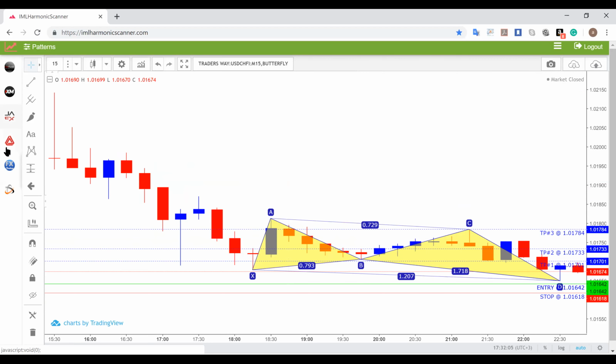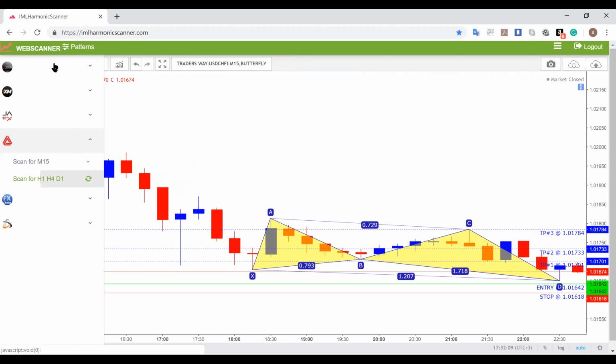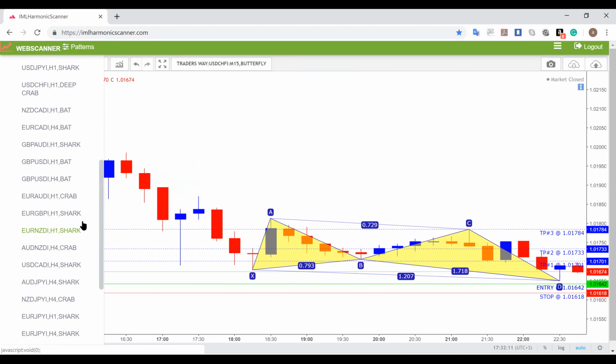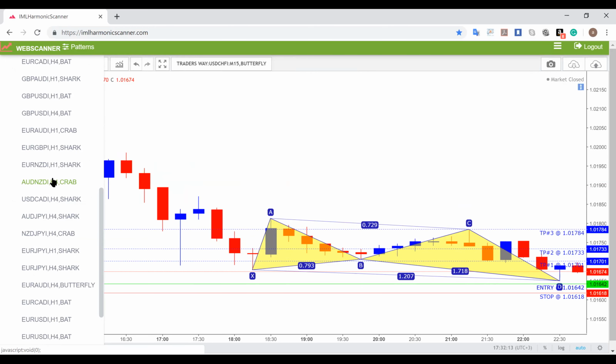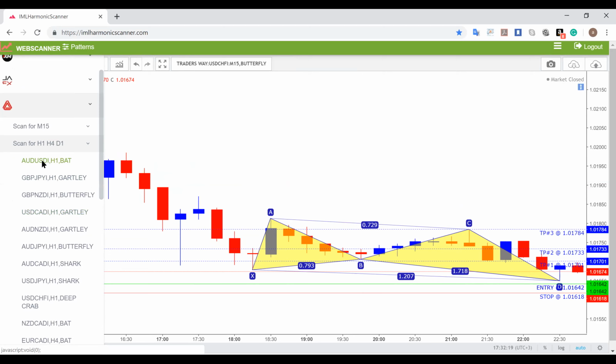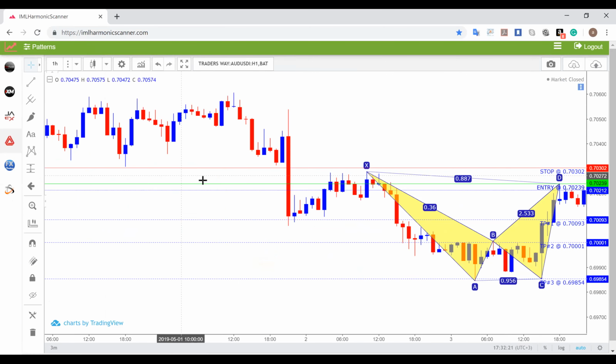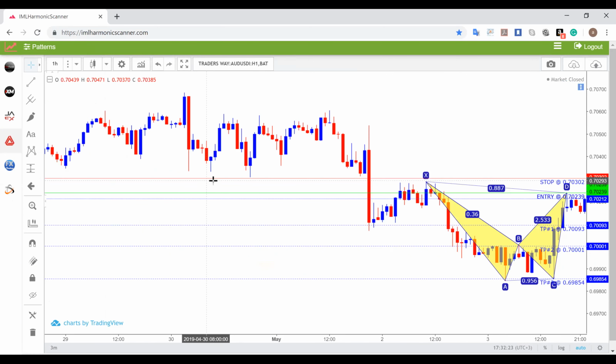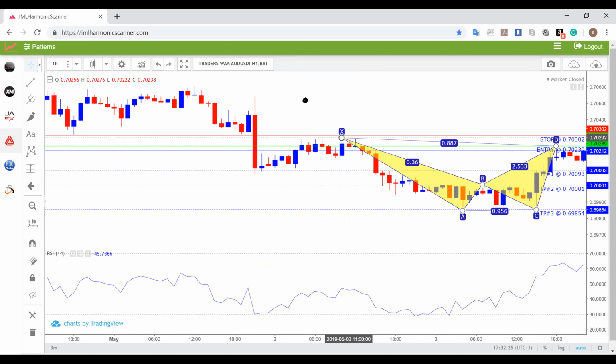So let's get into it. I'm just gonna look for one of these scans. This is all the brokers that are tied to the scanner. This is just one I'm using. It's Traders Way. Let me look for any particular pair. Let's say AUD USD. Right? This is how it comes up. Look. It's gonna come up like that.